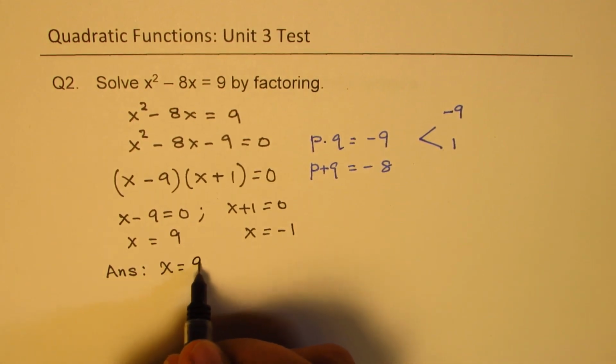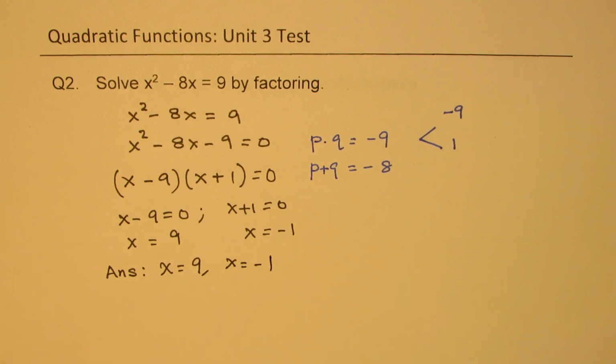One is x equals 9. The other one is x equals minus 1. So that is how you could actually solve this particular equation.